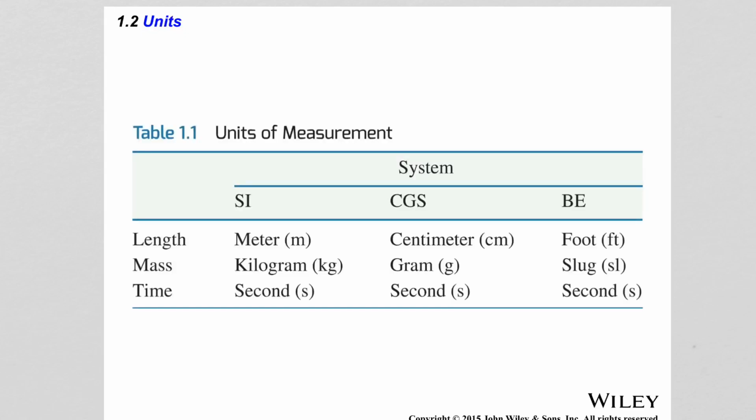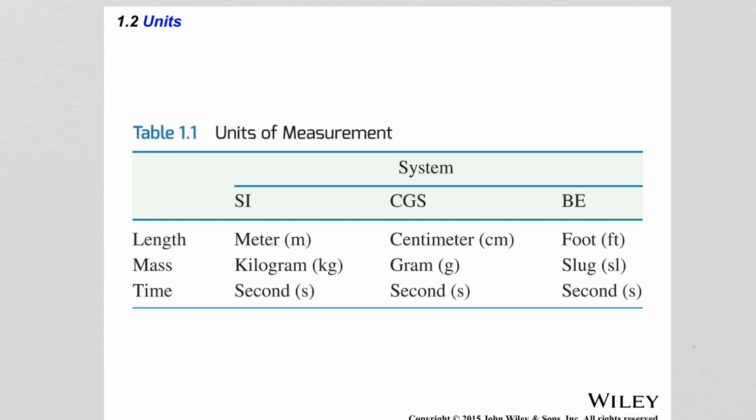So here in this table, we have the units for length, mass, and time in the metric system, SI. As I discussed already, that's the meter, the kilogram, and the second. An outdated version of the metric system is the CGS system, which means centimeters, grams, and seconds, for which the standard for length was the centimeter, for mass the gram, and for time the second.